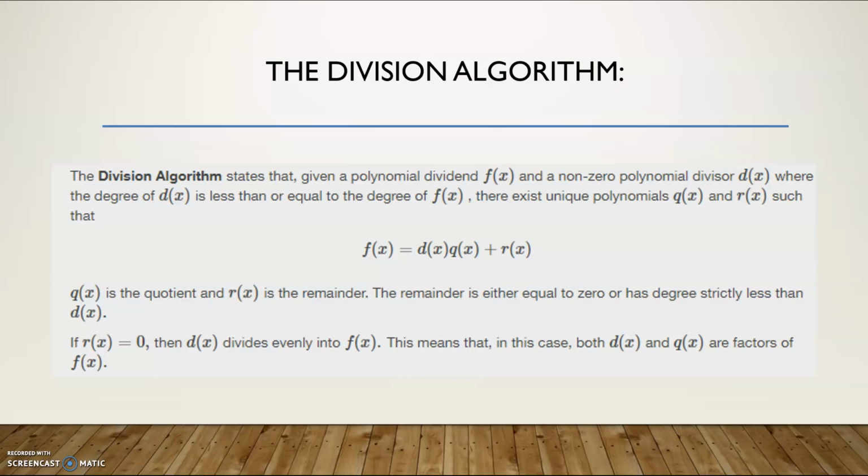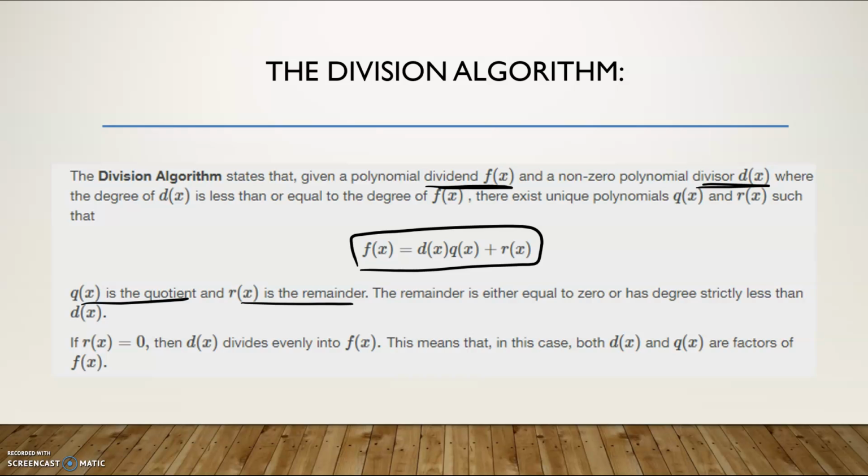All right, this is part 2 of section 5.4. Here we're looking at the division algorithm. This right here is what we're looking at. So we have our f of x. Now d of x is what we call the divisor. F of x is what we call the dividend. Q of x is what we call the quotient. And r of x is what we call the remainder. So if you have the divisor times the quotient and then add the remainder, that will give you the dividend.